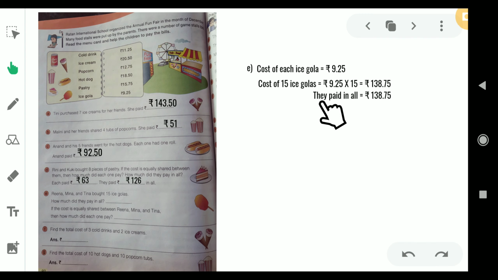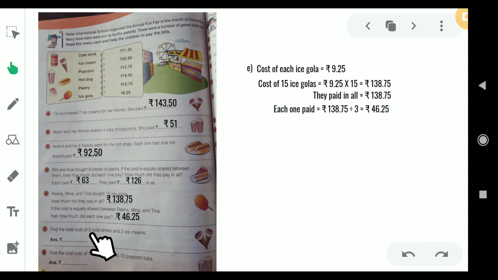This is the money they have paid in all, and we have to write here as the answer, that is 138 rupees 75 paise. Next, if the cost is equally shared between Reena, Meena and Tina, see, this is the total money they paid. Then how many children are there? Reena, Meena and Tina. So this money has to be divided by 3. This is the total money they paid, and because there are 3 children, we have to share that bill by 3, so that it will be 46 rupees 25 paise. You have to write that here in this blank as the answer.